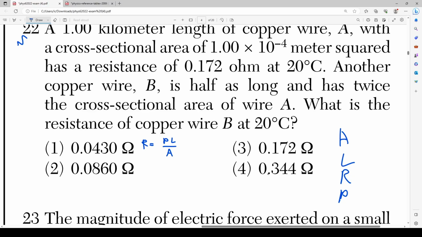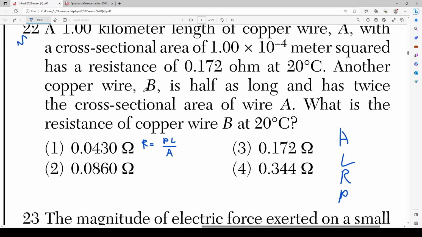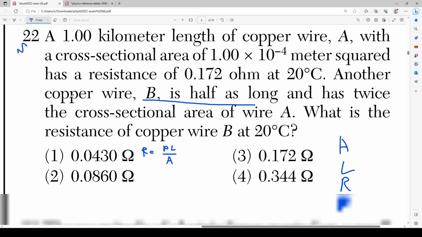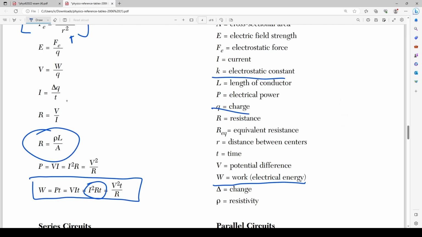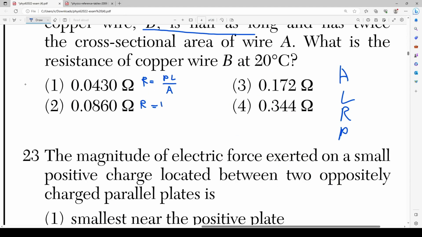Now I'm just going to fill in whatever I see. It's saying that wire B is half as long. Here it's saying that it's 1 kilometer or 1,000 meters long, so half of that. R is going to equal the resistivity of a copper wire, which they give us down right here. A copper wire is 1.72 times 10 to the power of negative 8.